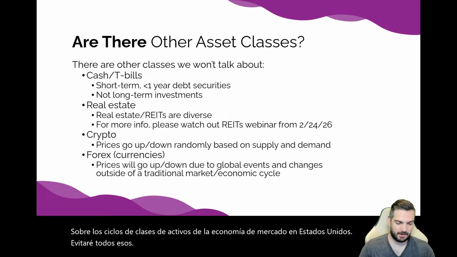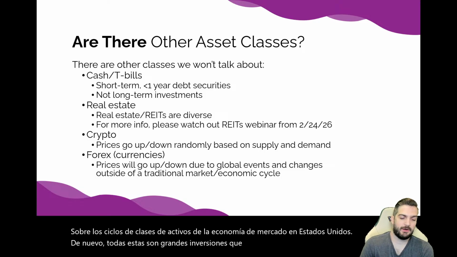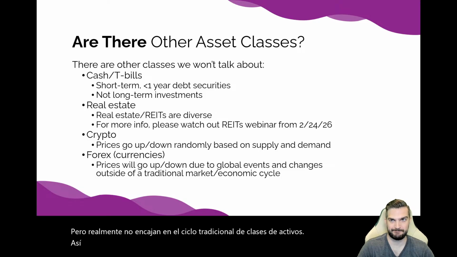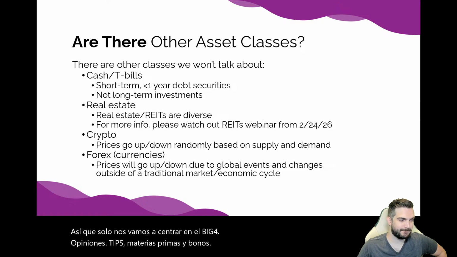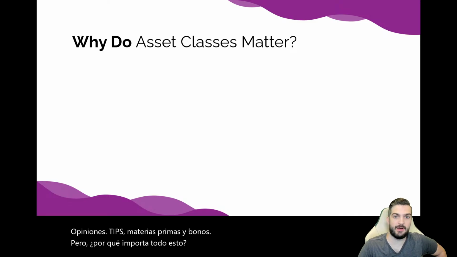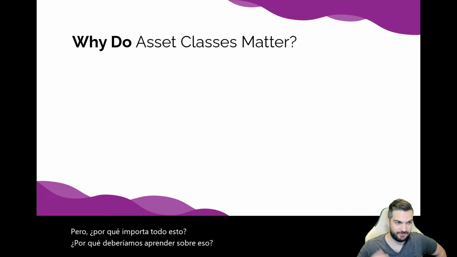Again, all of these are great investments, or can be great investments, but they don't really fall into the traditional asset class cycle. So we're only going to focus on the big four: stocks, TIPS, commodities, and bonds. But why does any of this matter? Why should we learn about any of this? I'll give you a couple of reasons.